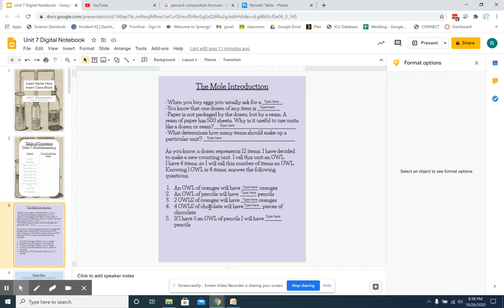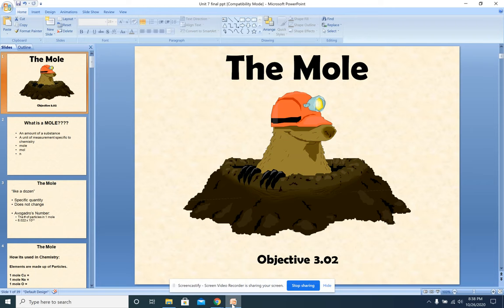If I have 2 owls of oranges, I will have 2 times 4, which is 8 oranges. If I have 4 owls of chocolate, I will have 4 times 4, which is 16 pieces of chocolate. If I have half an owl of pencils, I will only have 2 pencils because I'm taking half of 4, since we know 1 owl is 4. So that's just to kind of give you an idea. And you might be thinking, what does this have to do with anything in chemistry? Well, that brings me to the mole.